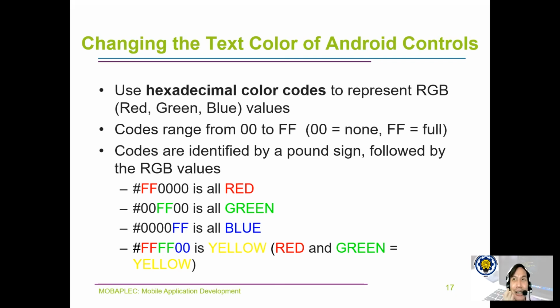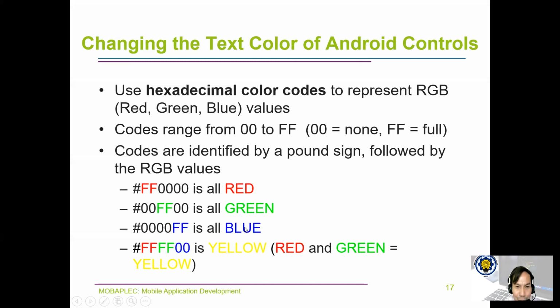So we have RGB, the basic colors to represent red, green, blue, which consist of hexa ranging from 00 to FF. 00 means nothing or none. FF means full of that particular color. So we have hashtag FF0000 is all red. As you can see here, we have the FF red, full red, followed by the green, 00 means nothing or none, then full green.